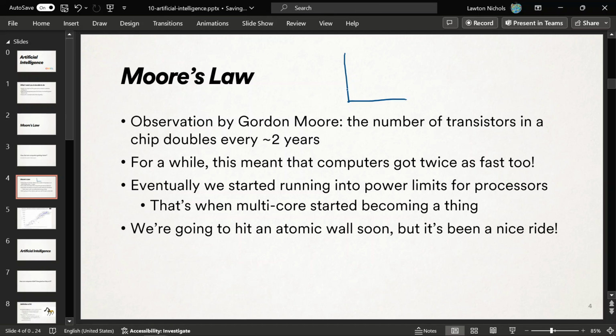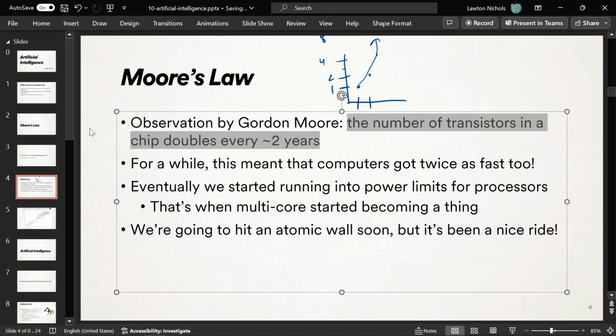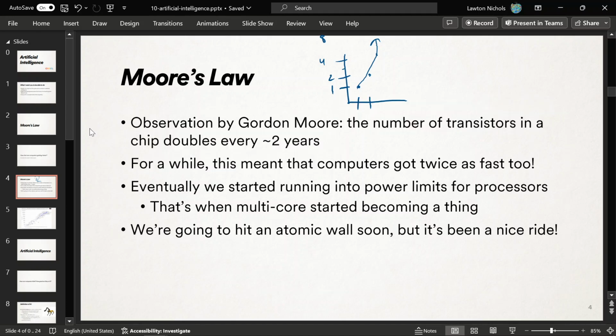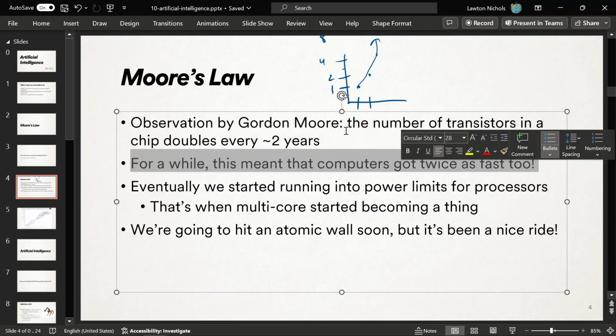So, I don't know, year 1, you have 1 transistor. Year 2, you have 2 transistors. And then year 3, you have 4 transistors. And just like after that, you get to 8 and 16 and 32. And they keep doubling at an exponential rate. And for a while, that doubling of transistors, we talked a little bit about what that means, it's a really cool, tiny electronic switch. For a long time, this meant that every time computers had double the transistors, they also got twice as fast, which is nice.